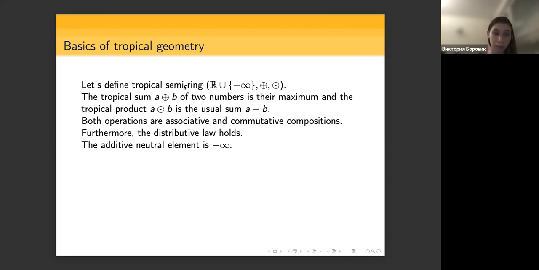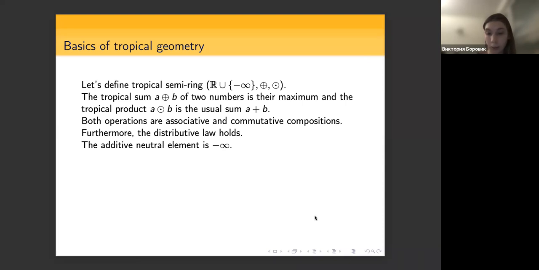We should take a simple R and add minus infinity to it, and consider such two operations. The tropical sum of two numbers is their maximum in our normal sense, and the tropical product is the usual sum of two numbers. And notice that both operations are associative and commutative compositions, and moreover, the distributive law holds, and also we have the additive neutral element. It's a minus infinity. That's why we need to add it.